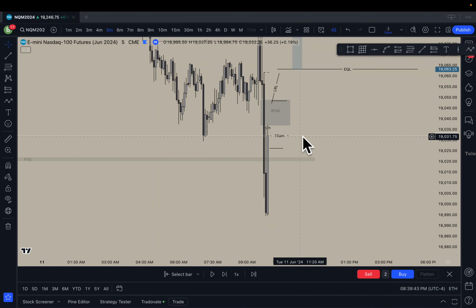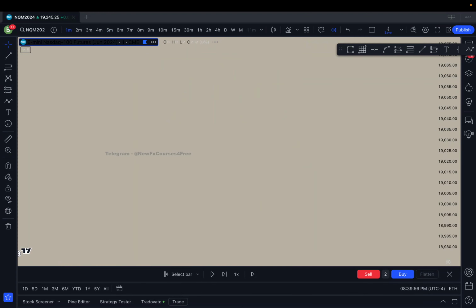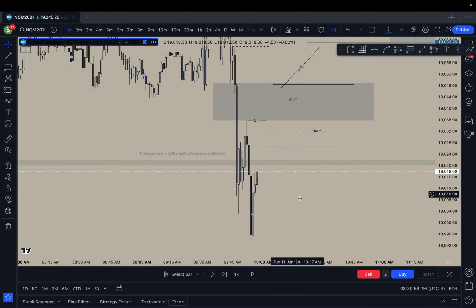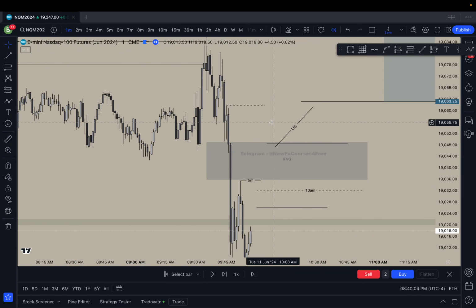Unfilled 5-minute. It always has to be unfilled fair value gaps. If the fair value gap has already been traded to and then we have this move, there's no reason for us to go back to this high, right? This is why I say there's no higher time frame bias, because your bias could be completely wrong and you can still win the trade.